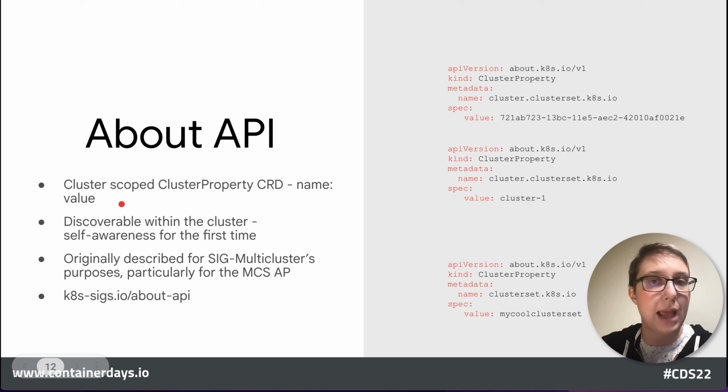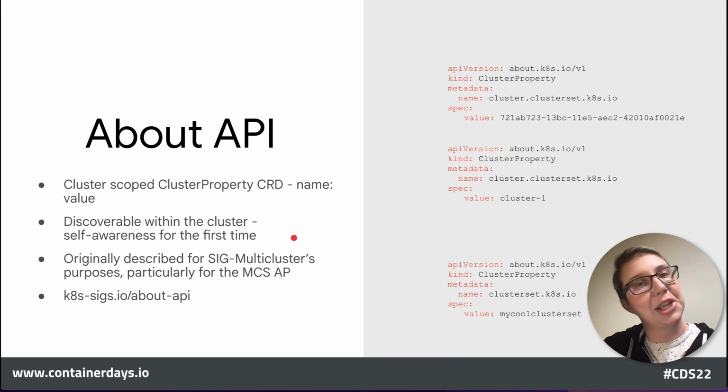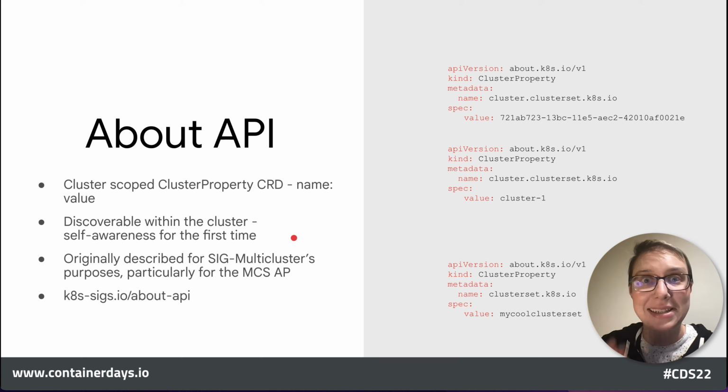That value might have some specific restrictions about how it should look based on what the name of that CR actually is. But overall, the point is to have a single place, a single CRD, where the cluster can discover properties about itself through the Kubernetes API. And so the cute thing we like to say is that the cluster has self-awareness for the first time, right? Like they're becoming sentient.